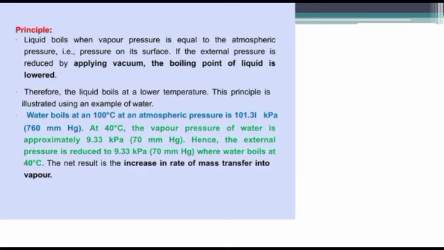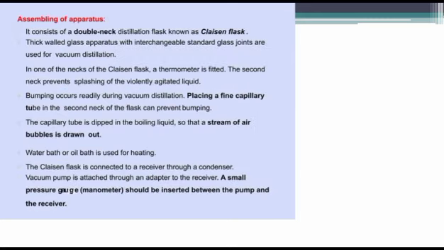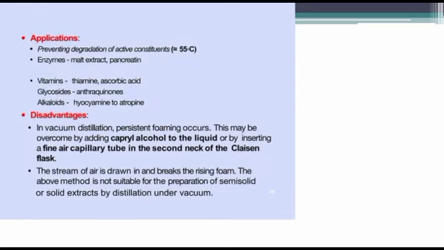Principle: a liquid boils when its vapor pressure is equal to the atmospheric pressure, that is, the pressure on its surface. The external pressure is reduced by applying vacuum, so the boiling point of the liquid is lower. Assembly of apparatus. Application: preventing degradation of active constituents such as enzymes, vitamins, glycosides, and alkaloids.